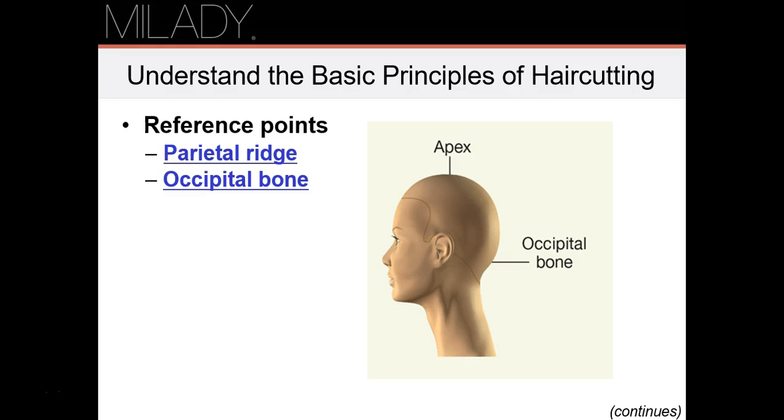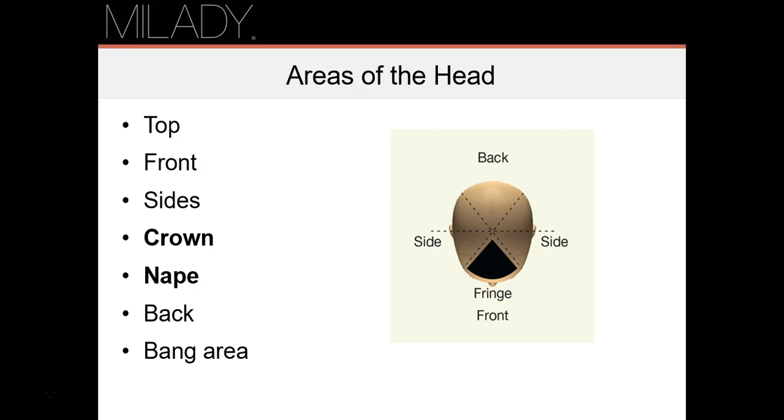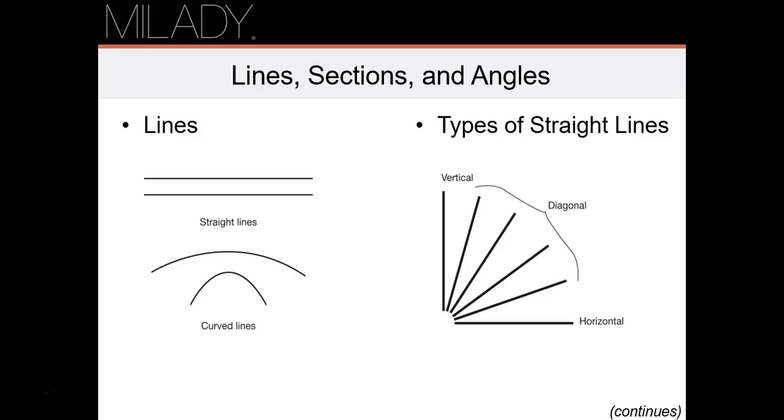We're going to talk about certain terminology that they need to have a common knowledge of, reference points such as the parietal ridge, the occipital bone in the back of the head, the apex at the highest point of your head, four corners. We talk about the areas of the head, the two sides, the back, the front, we call it the fringe, the crown, the nape.